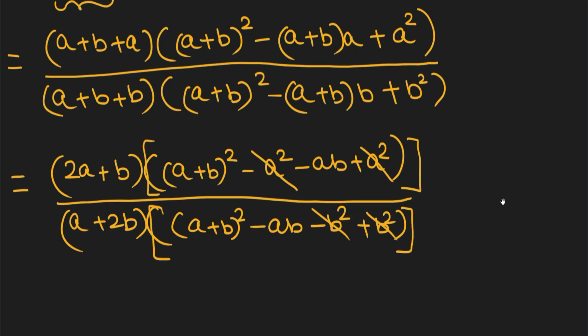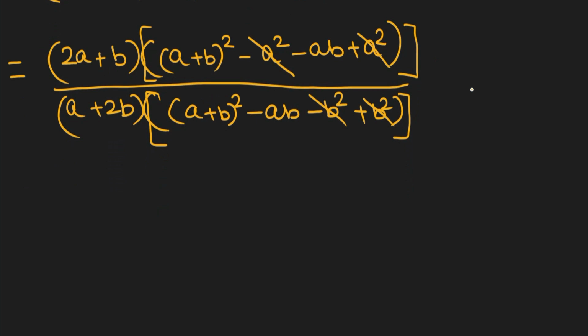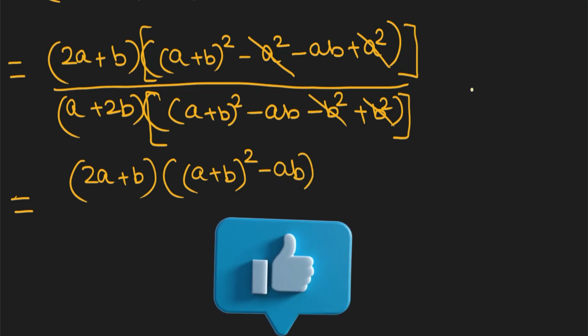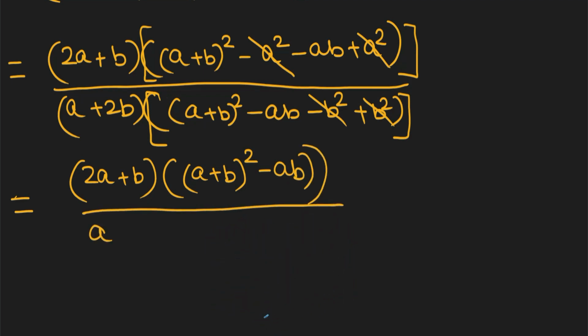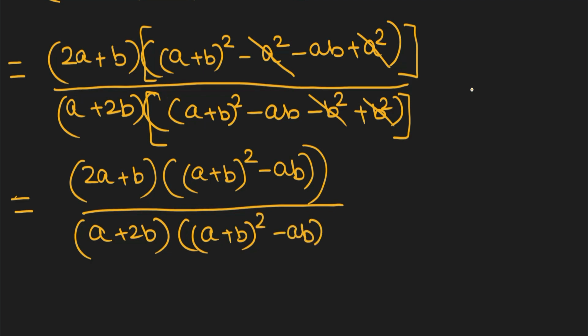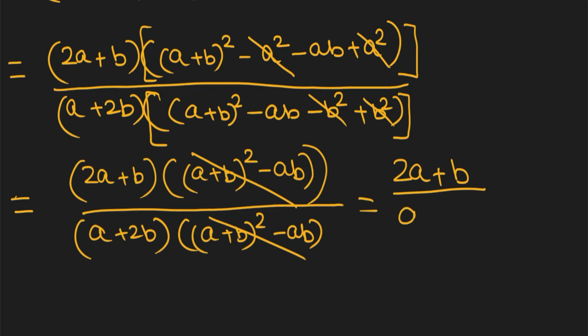Now again we can write this equation as 2a plus b, multiplied with (a plus b) whole square minus ab, whole divided by a plus 2b, multiplied with (a plus b) whole square minus ab. As in the numerator and the denominator both the expressions are same, we can cancel these two. Then the answer is 2a plus b divided by a plus 2b.